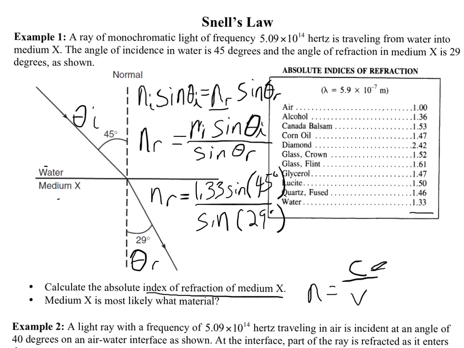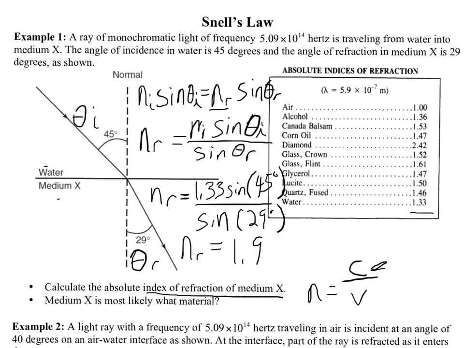Okay, check my math, but when I do that out, I get that the refracted index, or for medium X, is 1.9-ish. And then the question says medium X is most likely what material?